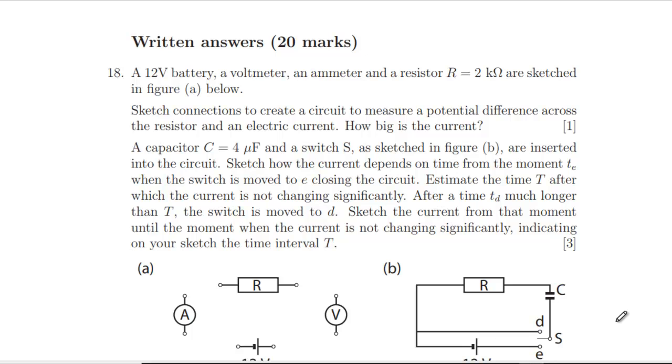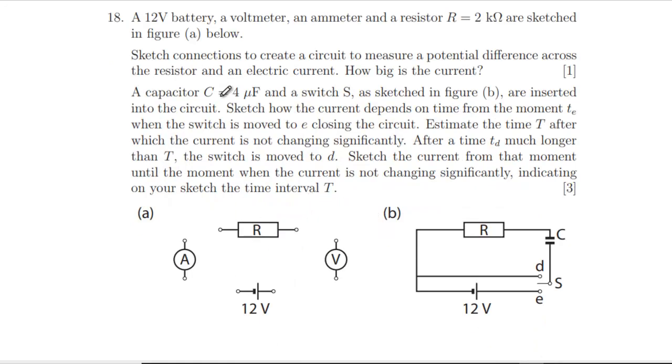Hello, here we are continuing on with a 2012 PAT. These are the written answers in the physics section. So we've got a 12 volt battery, a voltmeter, an ammeter, and a resistor, 2 kilo ohms, sketched below. I've just drawn these out down here. Sketch connections to create a circuit to measure the potential difference across the resistor and an electric current.